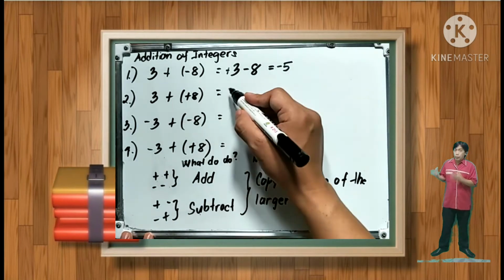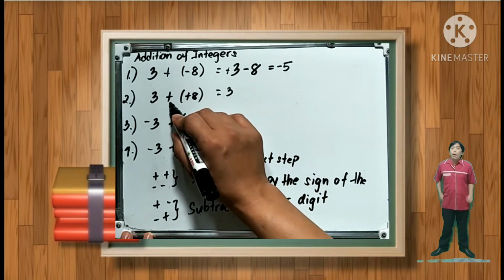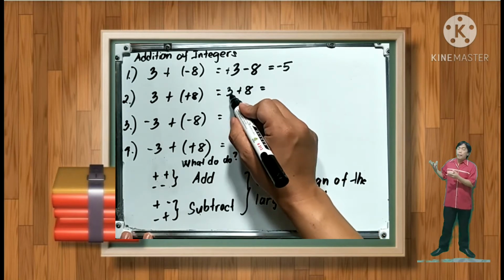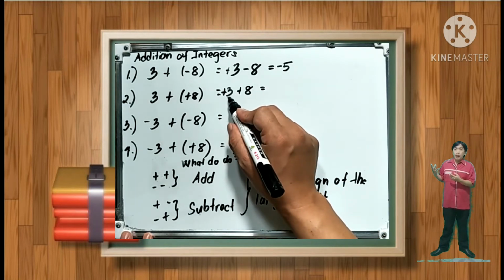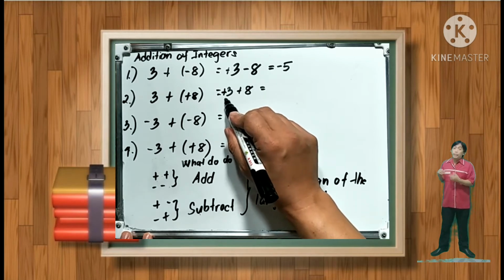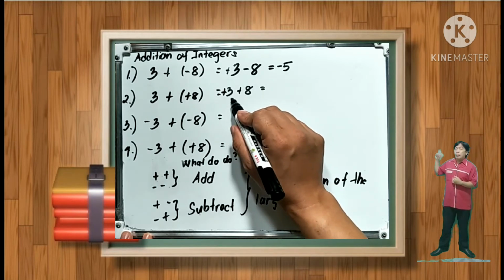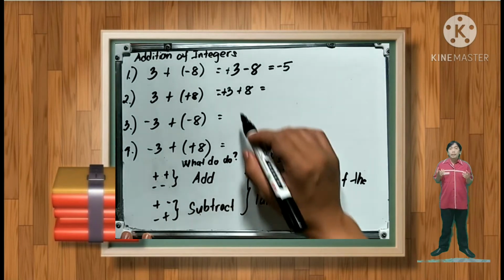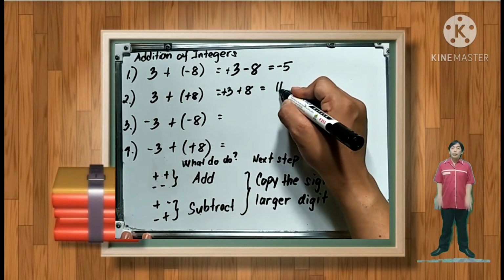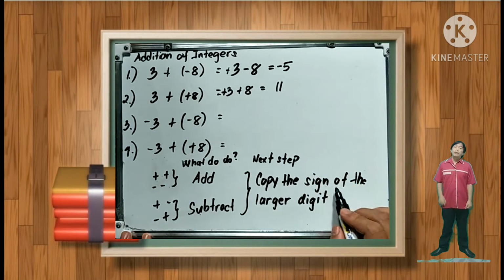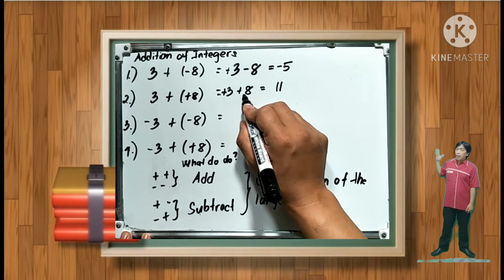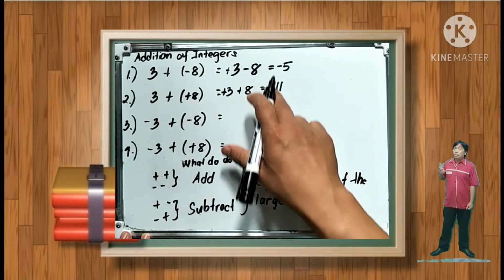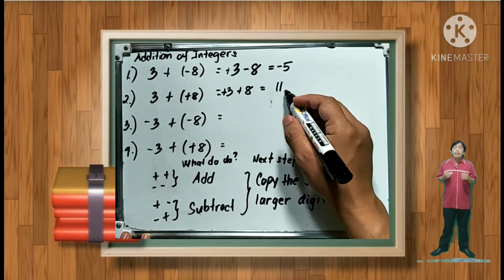Okay, same as this, we have 3. Disregarding the operation plus or the positive here, we have positive 8. Since 3 doesn't have a sign, that means it is positive. So we have positive 3, positive 8, or simply 3 plus 8. The signs are the same. What to do is we're going to add. Okay, now if we add 3 and 8, the answer is 11. The next step is copy the sign of the larger digit. So the sign is positive. Since it is positive, we can disregard the positive symbol. So the answer is 11.